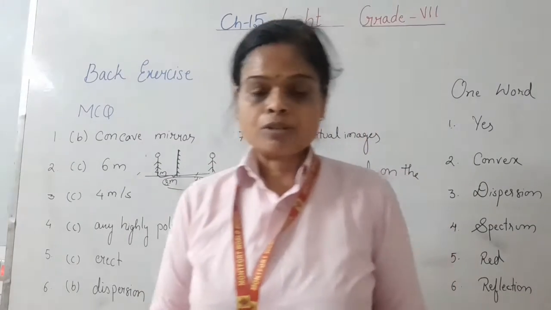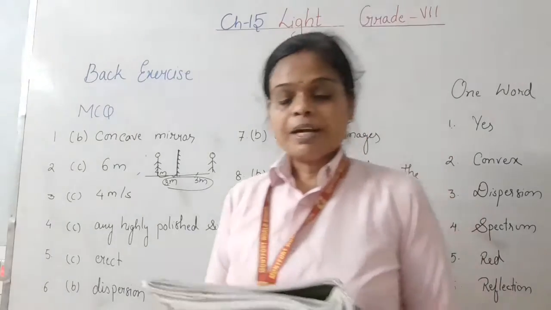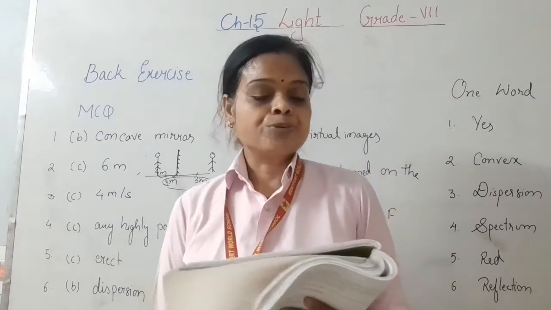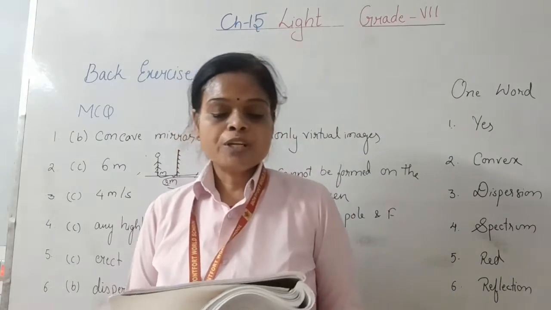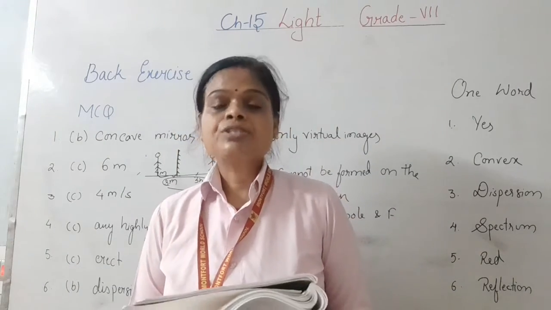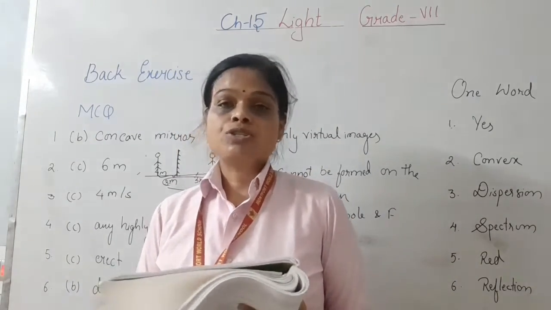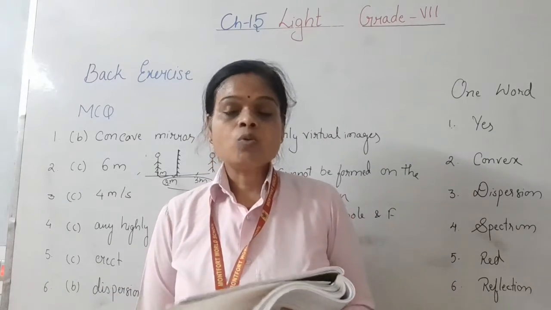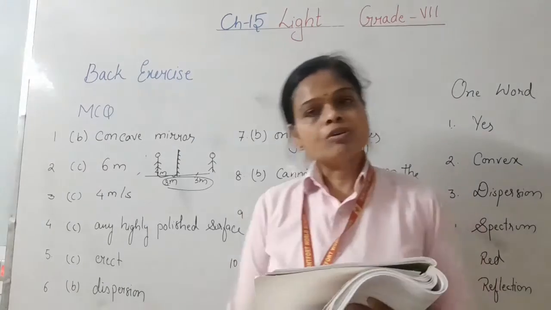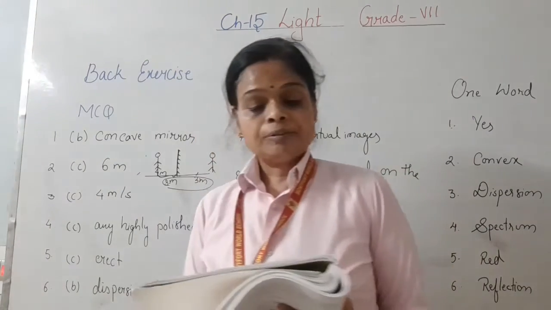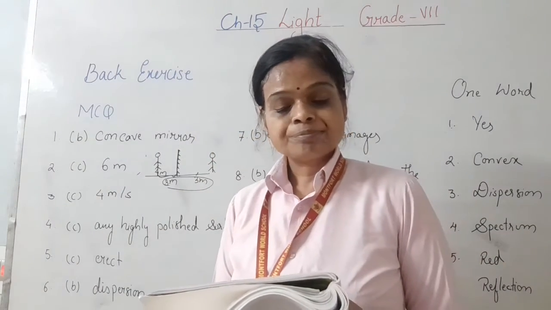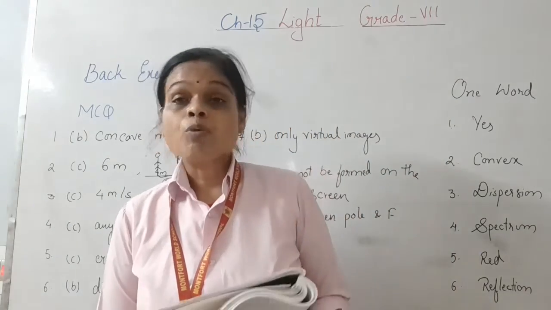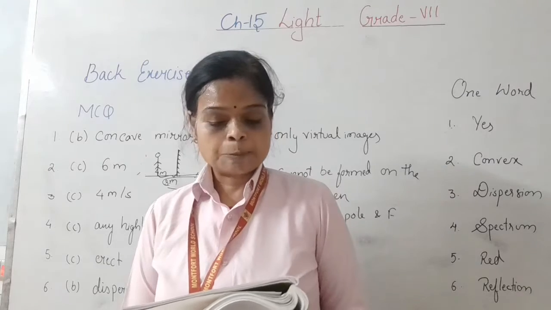Next, true and false. Splitting of white light into its 7 colors by a prism is called dispersion. Yes, it's true. The plane mirror always forms a virtual and erect image. Yes. A concave lens always forms a virtual image. Yes. A concave mirror always forms a real image. No, it can form a virtual image also, so it's false.